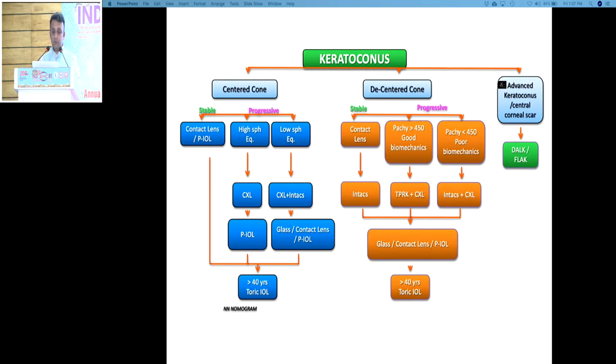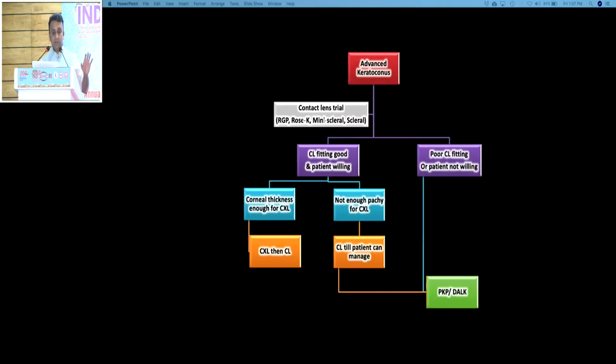If it's an advanced cone, however, the treatments are a little different, as Abhishek showed us. If it's an advanced cone, we do a contact lens trial first. Mind you, I'm not saying give a contact lens, but do a trial with whatever best you have and see the contact lens fitting. If the fitting is good, the patient is willing, and you think the corneal thickness is decent enough to do a different cross-linking, as Gitansha showed us in thin corneas, do cross-linking and then do visual rehabilitation.